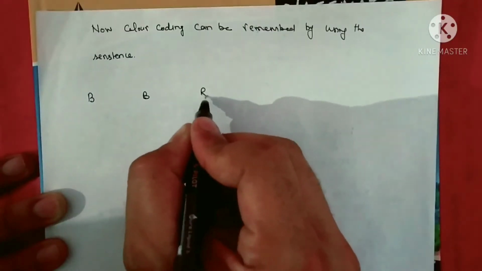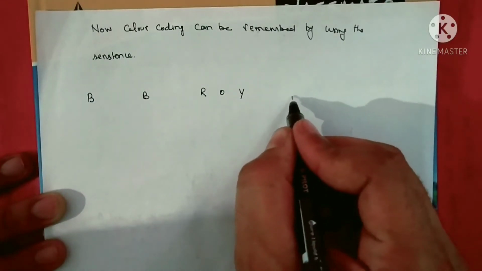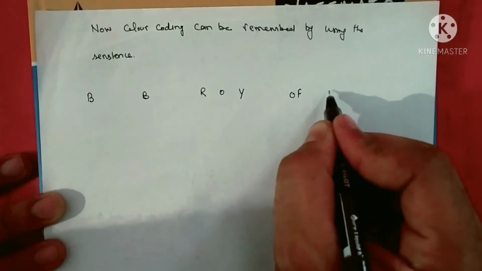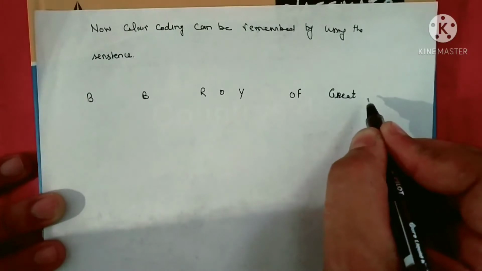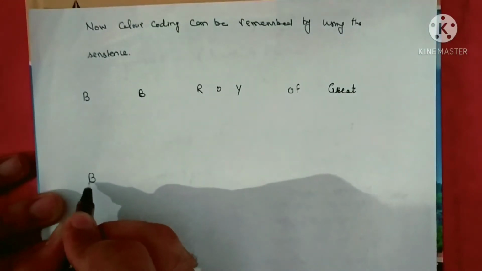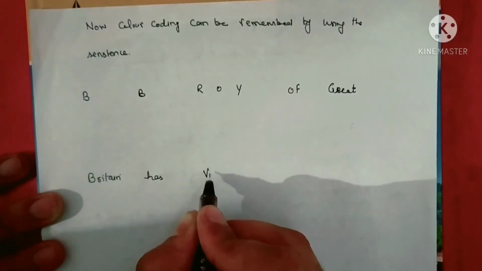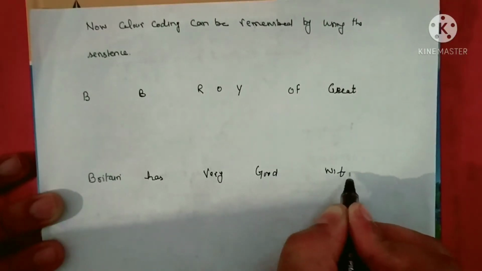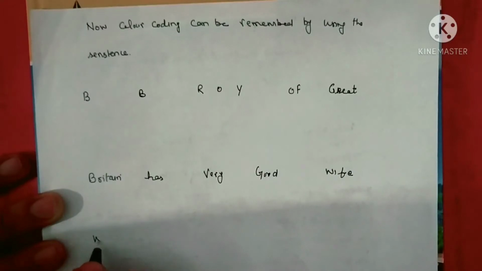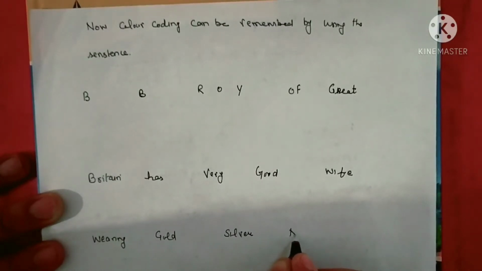B.B. Roy of Great Britain has a very good wife wearing gold silver necklace.